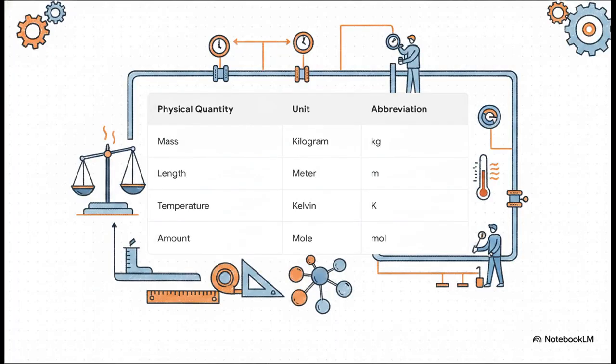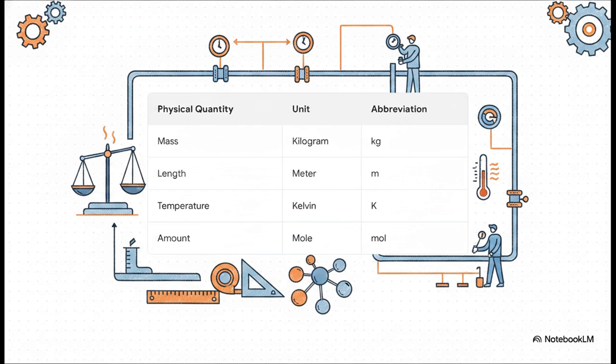In an industrial setting, precision is quite literally the thin line between incredible success and utter disaster. Before an operator can even think about controlling a chaotic process, they absolutely have to measure it using a universal language. And the foundation of that language? It's the base SI units. You've got your kilograms for mass, meters for length, Kelvin for absolute temperature, and the mole for the amount of substance. This standardization is totally crucial.